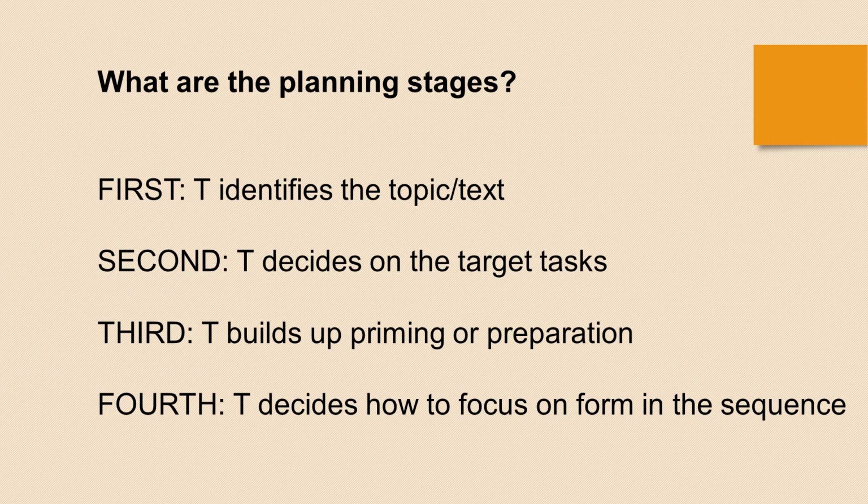Then we decide on the main tasks, that is the target tasks, the main tasks that we want our students to be able to do and to be able to solve by the end of the task sequence. Then we think of the preparation or priming tasks that will come before these main tasks, so as for students to successfully achieve the outcome that we want them to achieve by the end of the main tasks.